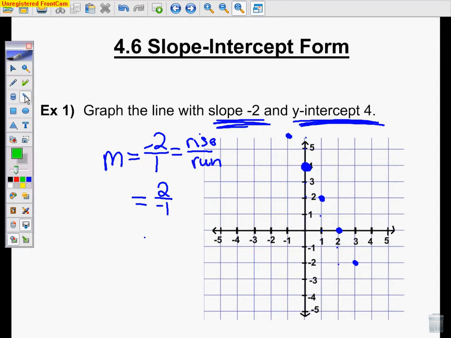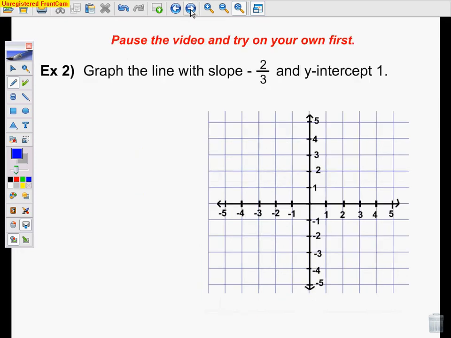Alright, and then from there, we would go ahead and connect the dots. So we connect the dots here, and that would be our line. Okay? Don't forget to put little arrows there. Alright, go ahead and pause the video and try this one on your own. Alright, after you've tried this on your own, let's go ahead and do this together.